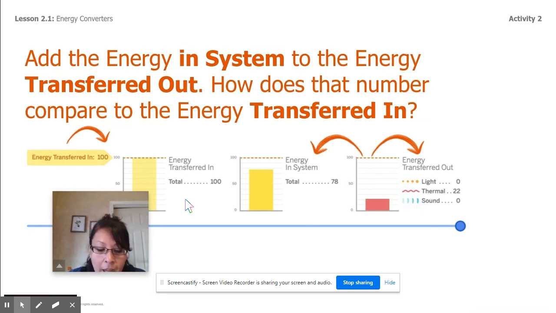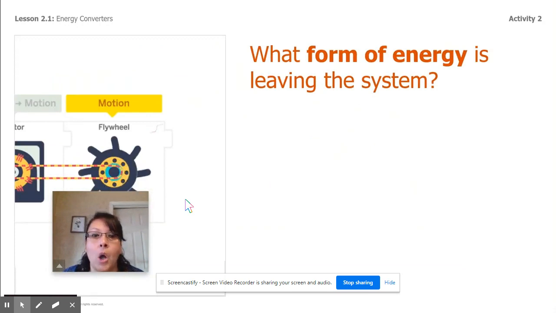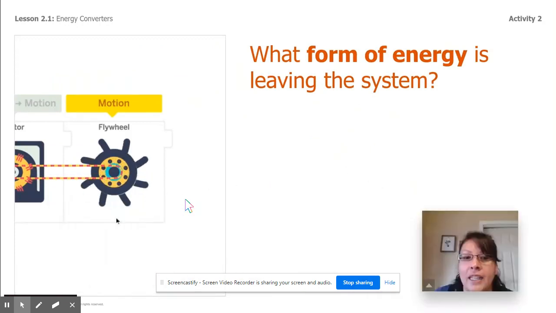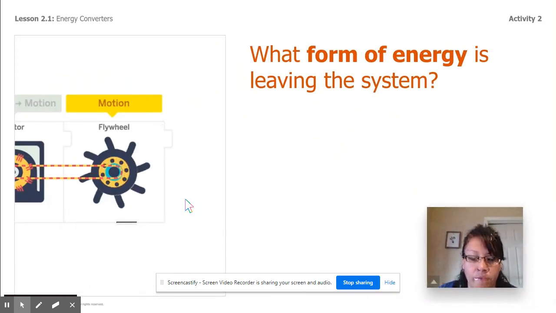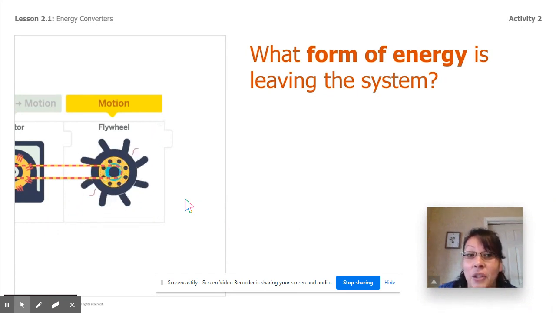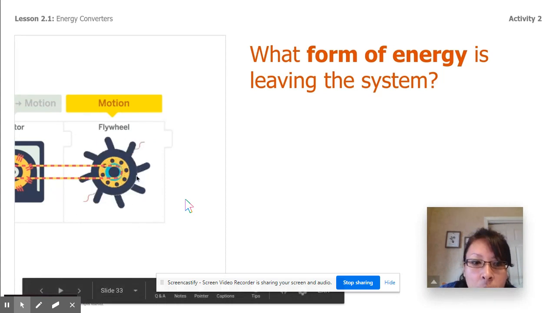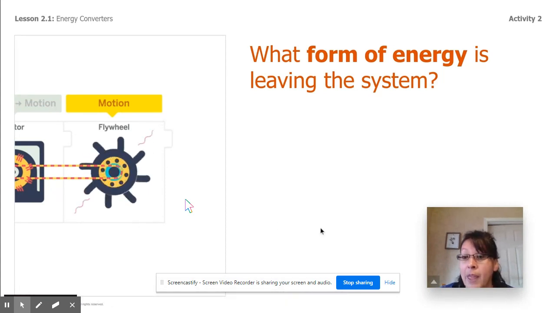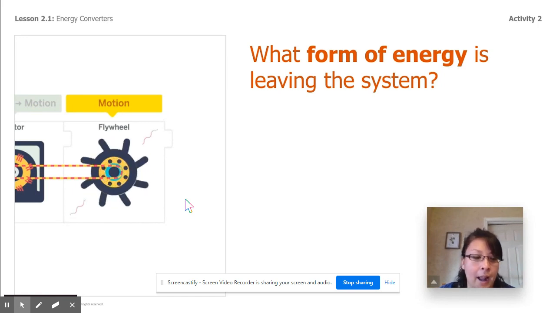So again, the red bar on the graph indicates how much thermal energy has transferred out. What form of energy is leaving the system? Do you know? Yeah, it's thermal. Nice job. Look at these little squiggly lines. Can you see those? They happen so fast. Those are red. That indicates that it's thermal that's leaving the system.